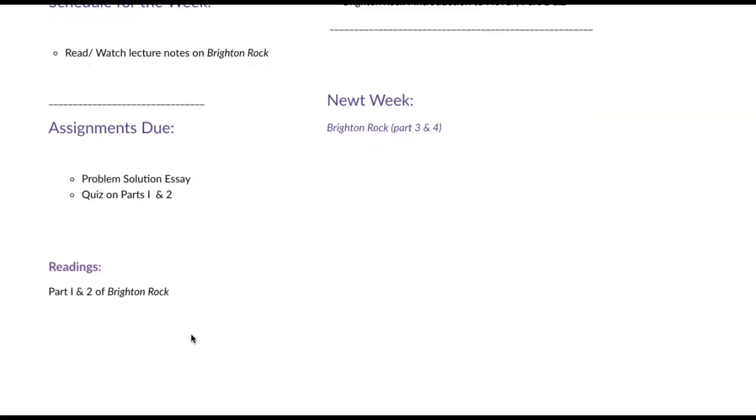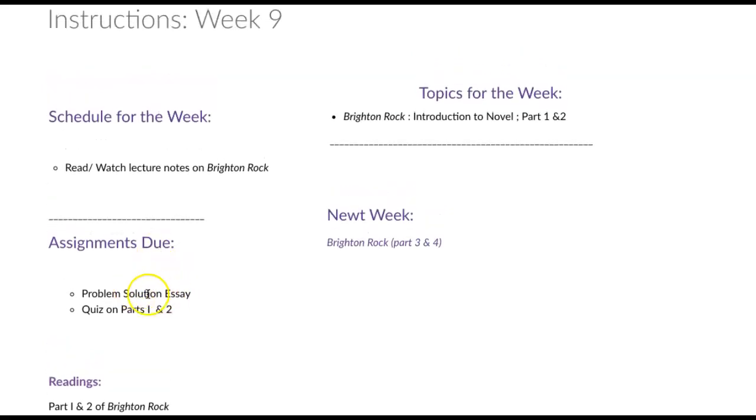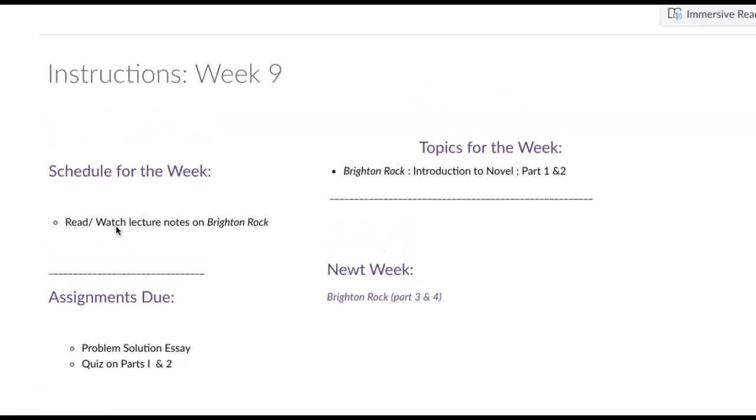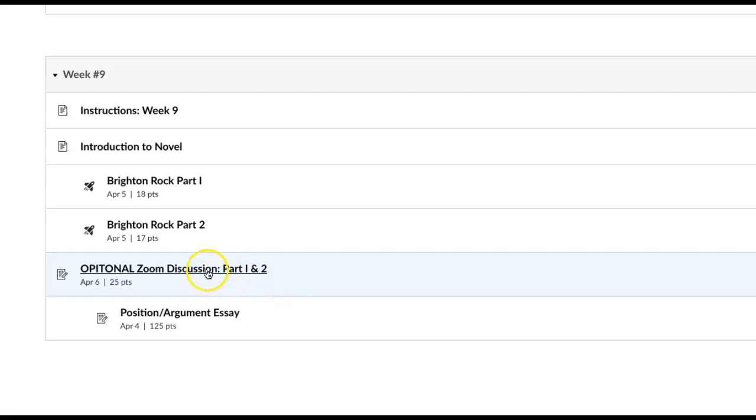That's this Sunday. So in addition to the reading and the essay, there are 2 quizzes that I'm asking you guys to do for Brighton Rock, the first 2 parts, but those are not due until after your problem solution essay is due. They're due on Monday next week. If you look back in your modules, you'll notice that there is an optional Zoom discussion on the first 2 parts of the novel, and that's going to be next Tuesday at 7 p.m. So it's not this week.